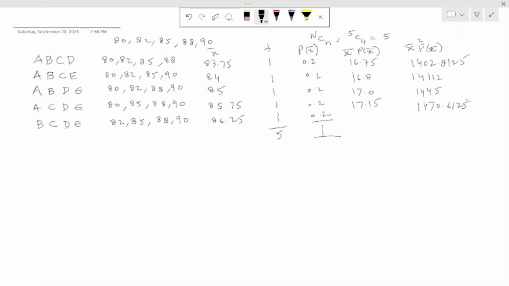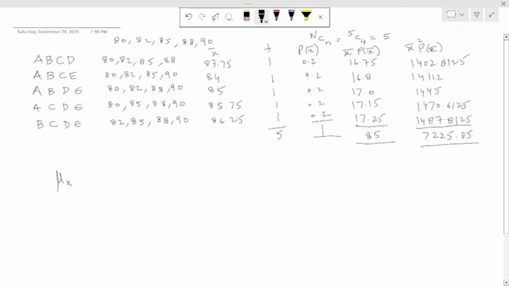Then the last value 86.25 multiplied by 0.2 gives us 17.25. Then multiply this again by 86.25 would give us 1487.8125. So taking the sum of these two columns, this would give us 85, and this would give us 7225.85.